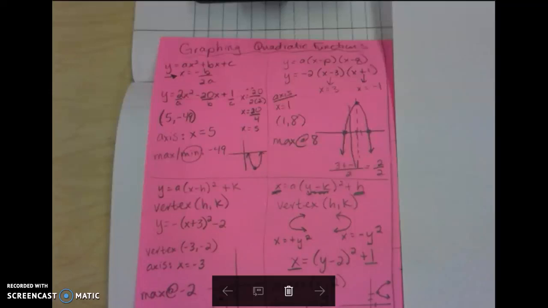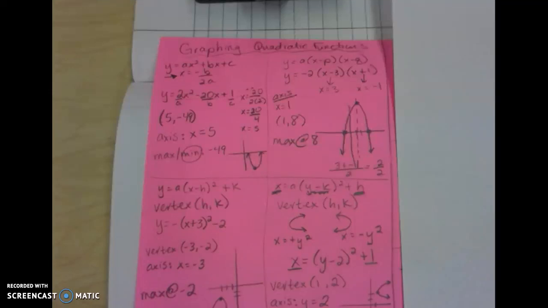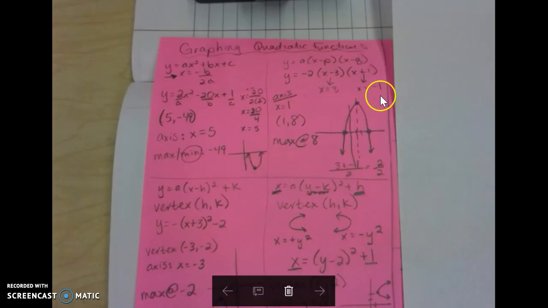Okay, so what we're working with today is graphing quadratic functions. You need to find a section with a box of 4 so that we can work on this. Once you find that section, I'll zoom in, and then we'll begin from there.